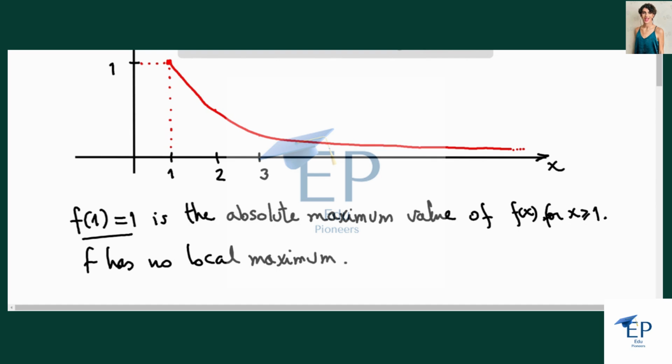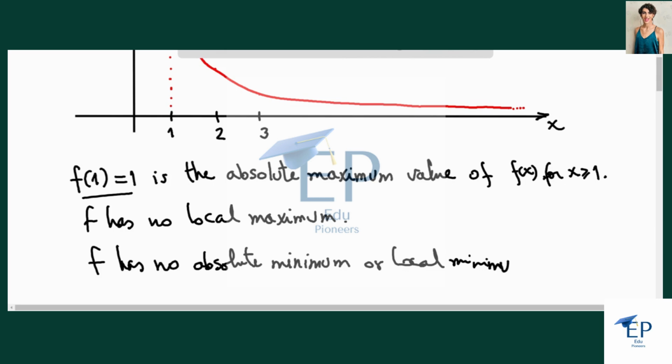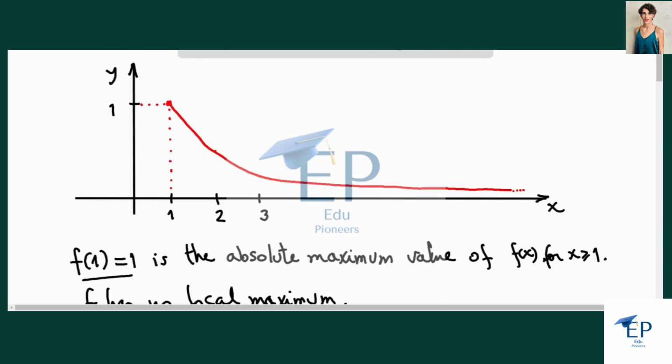and there is no absolute minimum either. It has no absolute minimum or local minimum. And that's because there is no lowest point in the graph. That is, the graph is always descending. It never stops descending, so there is no lowest point.